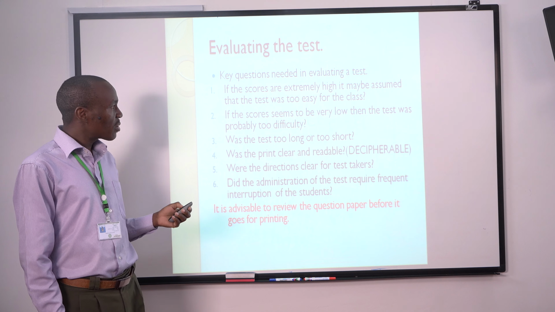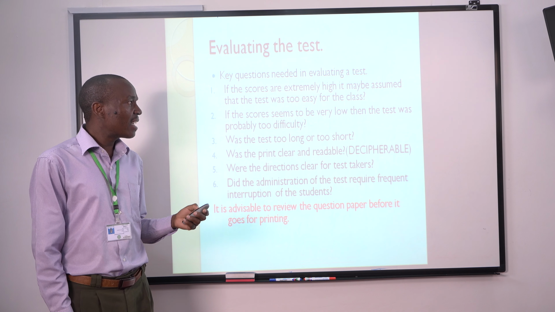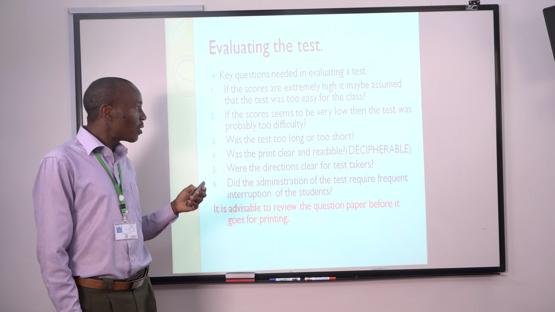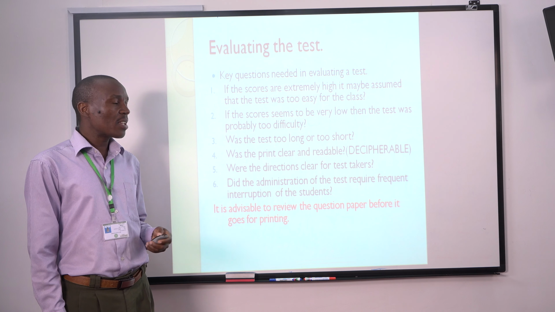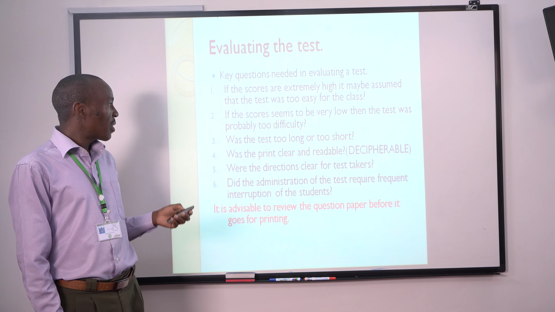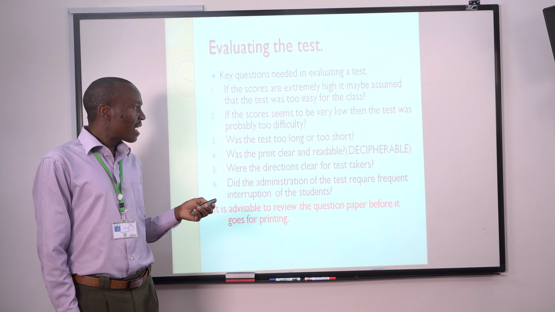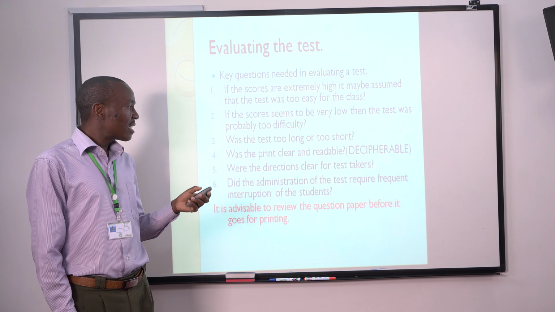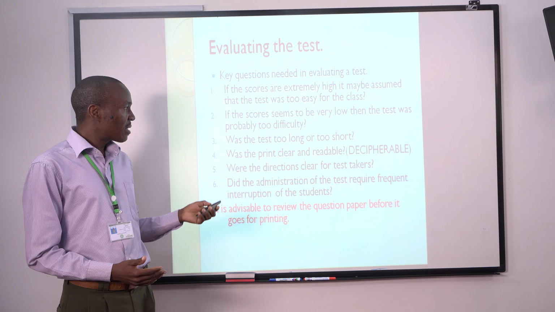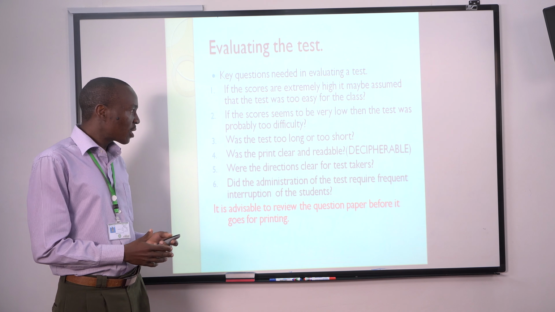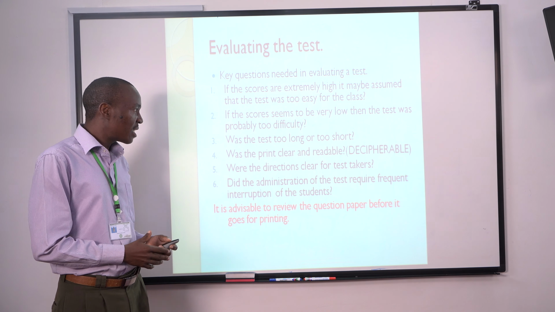Step 2, if the score seems to be very low, again there is a problem. Maybe learners did not understand the content or the test was above their level. We have how long did the test takers take when doing that test. Was the time equal to the task, or was the time short? Then you look at how you're going to relook at that timing.